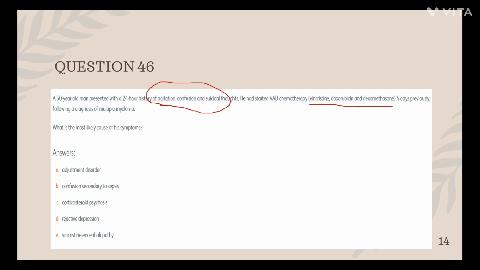Adjustment disorder. Adjustment disorder is when a person is not able to comprehend that he has this disease or someone close to him has some disease, or he's not comprehending and understanding and accepting some bad event. That is adjustment disorder, not the case here. He's having this post his being started on chemotherapy. That means he would have been diagnosed with multiple myeloma a little bit previously, and then he started on drugs. And post-drug therapy is having the symptoms. So not likely adjustment disorder. We look at the other options.